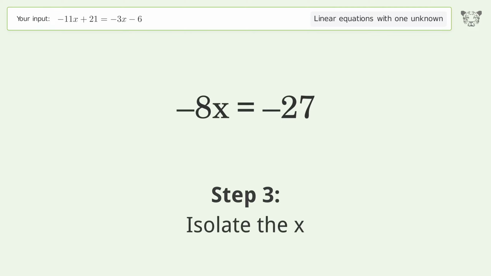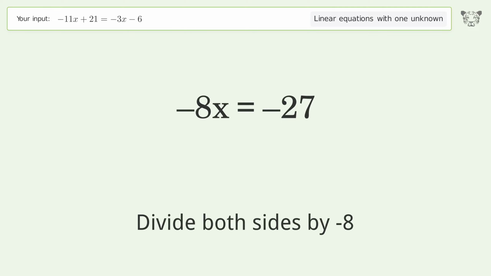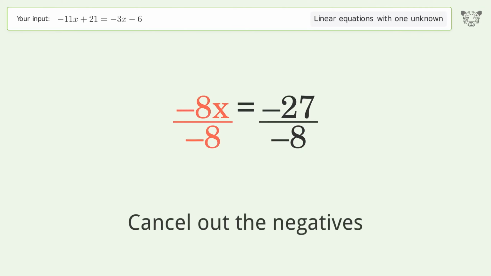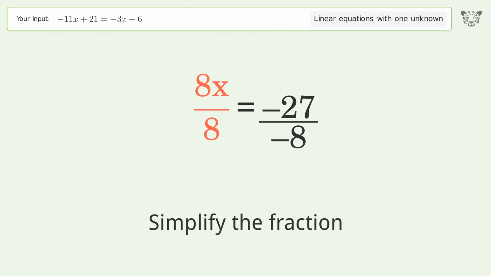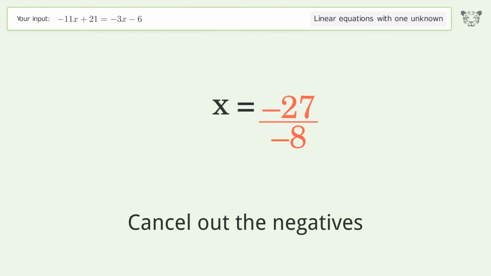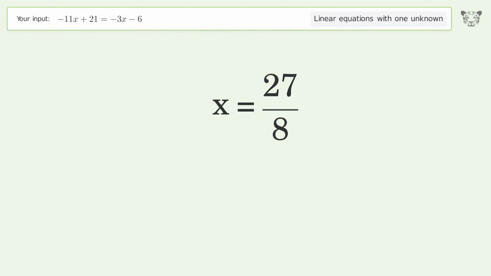Isolate the x. Divide both sides by -8. Cancel out the negatives. Simplify the fraction. Cancel out the negatives. And so the final result is x equals 27 over 8.